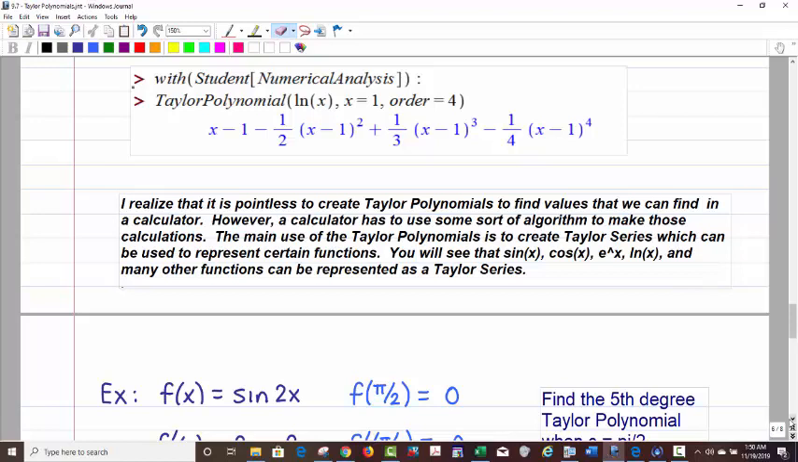But the idea is that this leads to an idea called Taylor series, which can then be used to represent certain functions. So we're going to possibly see how functions like sine of x, cos of x, e to the x, ln of x, and others can be rewritten as a Taylor series. So this idea has merit in that respect, following this pattern and rewriting it as a series to represent that function.